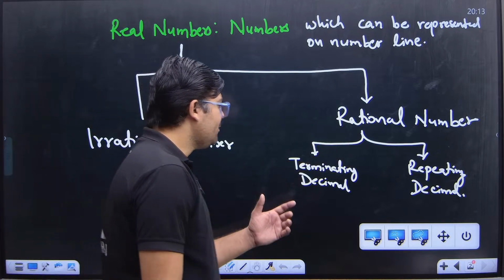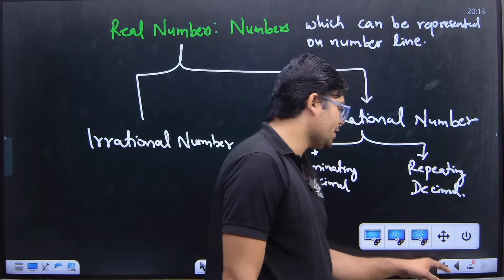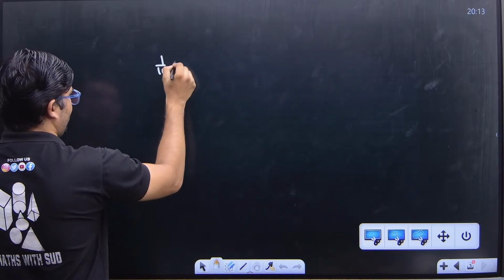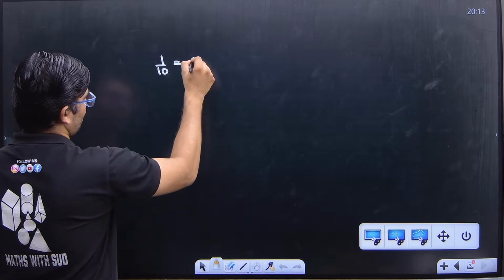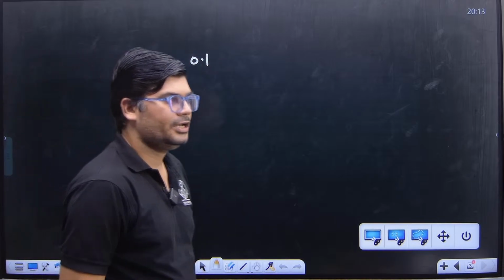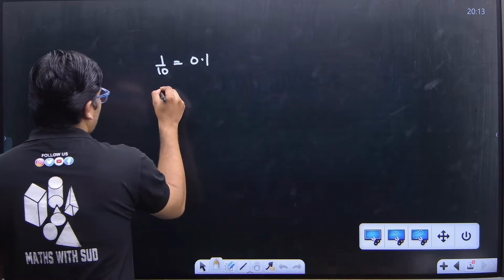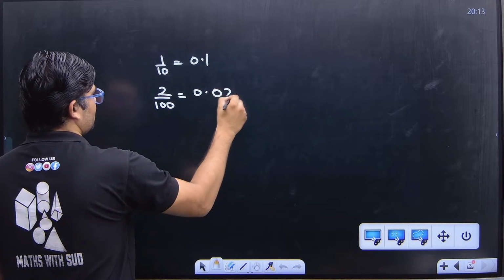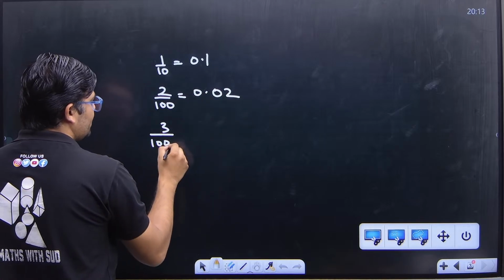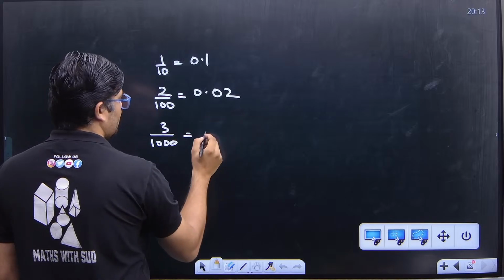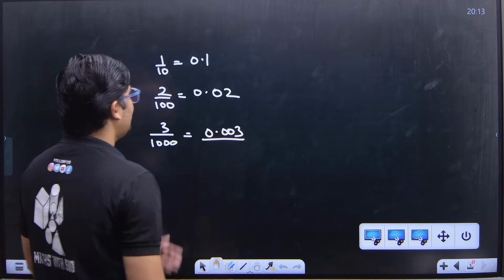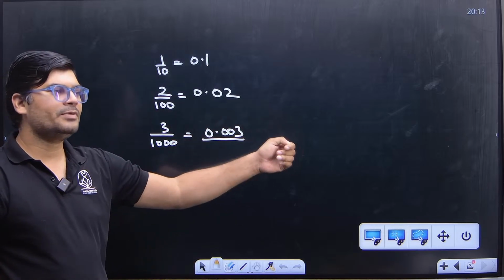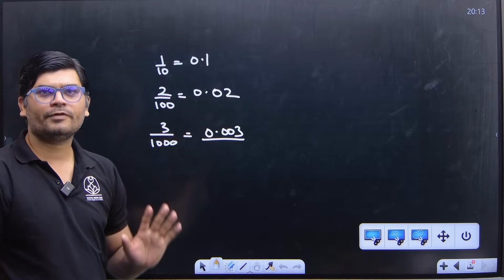You might be thinking, sir, what is a terminating decimal and what is repeating? Let me explain in an easy way. What is 1 by 10? It is 0.1. What is 2 by 100? It is 0.02. What is 3 by 1000? It is 0.003. All these numbers, when written in decimal form, are terminating, meaning they come to a stop at one point.